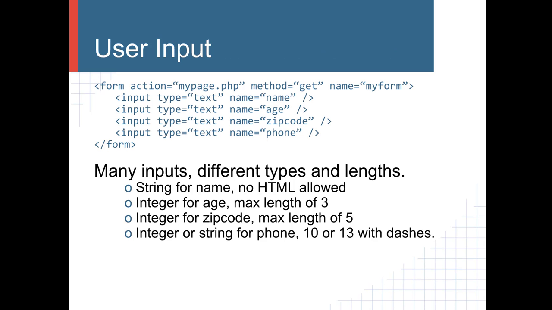Here is a simple form, and we would want to check each of those 4 inputs for the type of data that we expect from them. So for example, name would probably just take a string with no HTML characters allowed. Age would be an integer, perhaps a max length of 3. An integer for zip code, a max length of 5 perhaps. And phone number, integer or string, of either 10 or 13 with dashes.